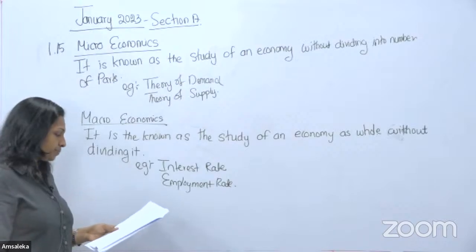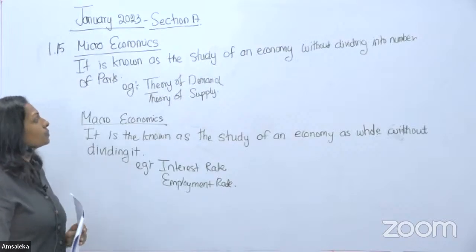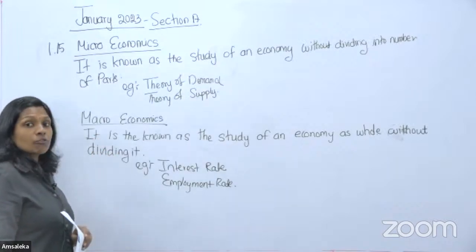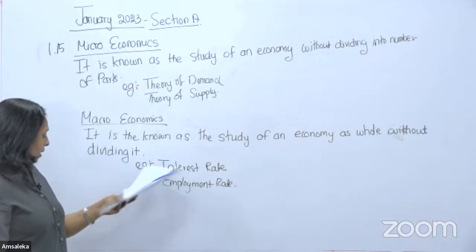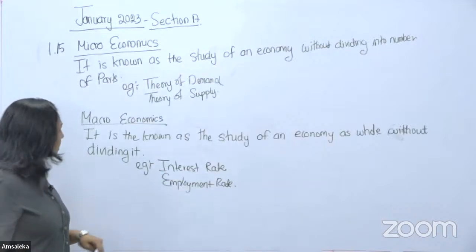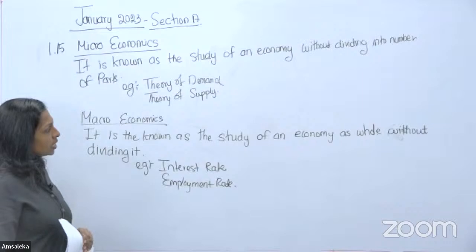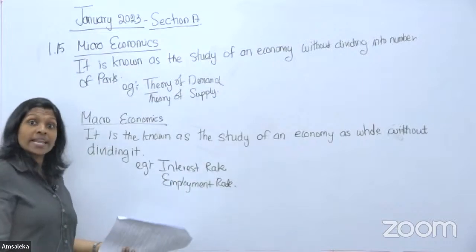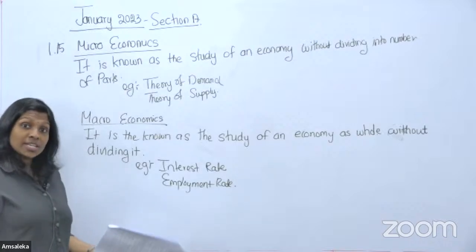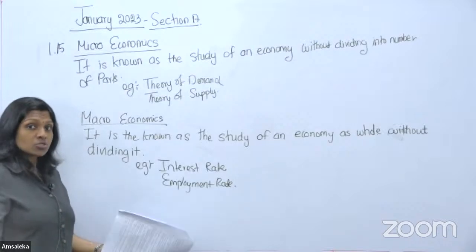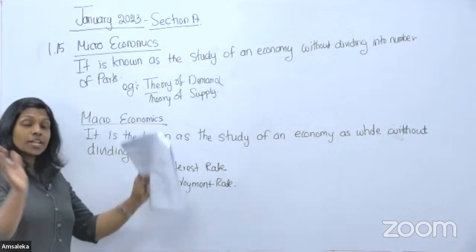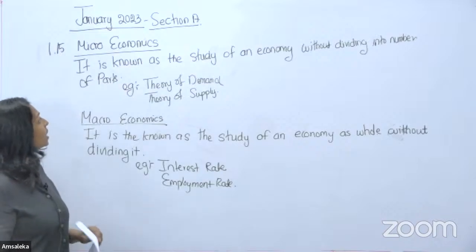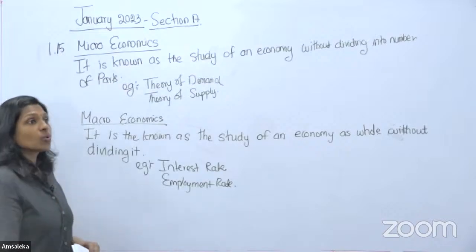What is this? So it is known as the study of an economy without dividing it into number of parts, right? So theory of demand and supply. And macro, the study of an economy as a whole without dividing it: interest rate, employment rate, inflation rate, national income, national production. So you can take anything else, but according to the national level phenomena, occurrences, right? You can take. I think you understood how to answer micro and macro.